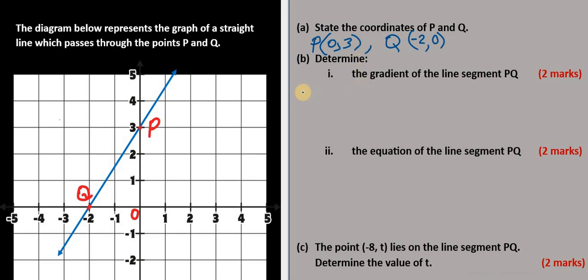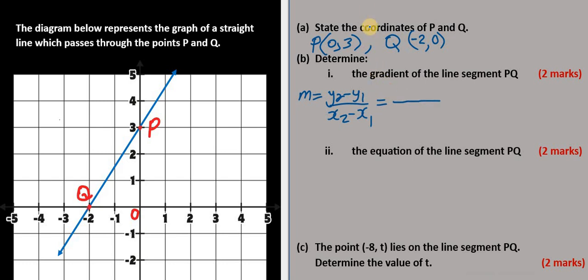So we know the formula for the gradient. We use small m to represent the gradient. And we said rise over run, right? But we can also say y2 minus y1 over x2 minus x1. Now all this is saying, guys, is that we want the difference in the y coordinates of the points divided by the difference in the x coordinates of both points. But we must do this in a particular order.